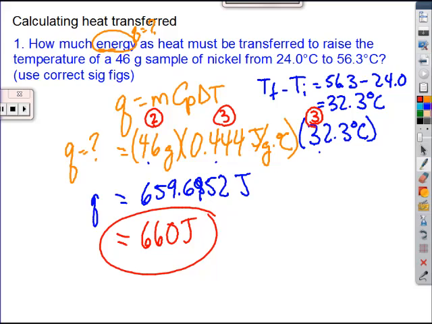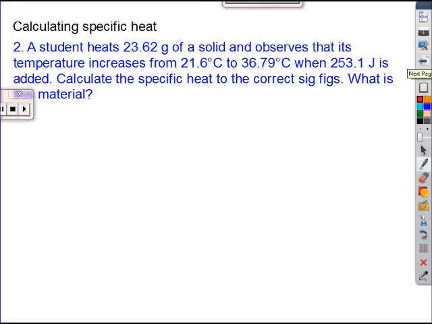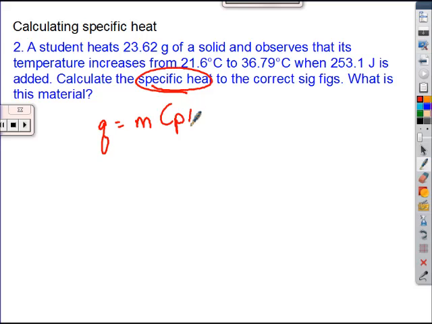We're going to try one more problem here, and then we'll do more in class. So in this case, it's a little different. In this case, the student is heating up a material, and they're trying to find what the specific heat is, because again, specific heat is a physical property, which means that if I can find specific heat, I can figure out what this material is. So I'm going to use the same equation, Q equals M Cp delta T, but now I'm going to be solving for Cp.